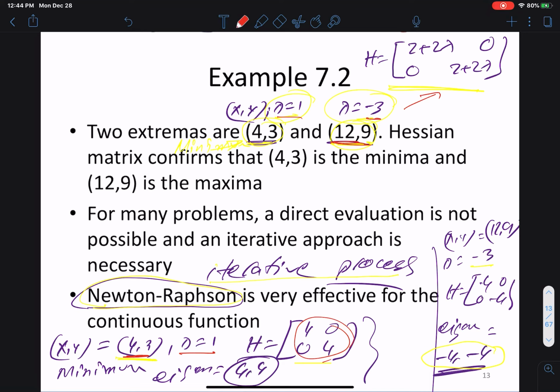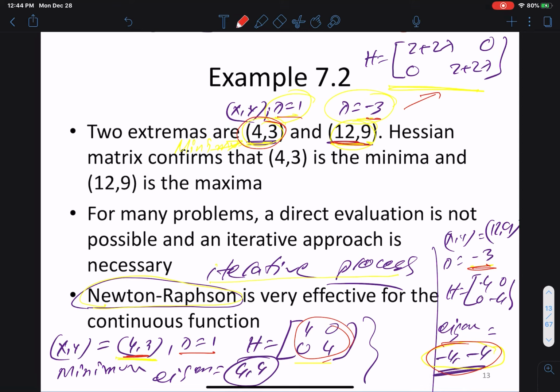If I do the same thing for lambda -3, both values are negative. That means this is not a positive definite matrix. That means the point 4, 3 is my minimum. So this is your minimum here, all right? So that's how you determine which is the minimum, which is not, by using the Hessian matrix.